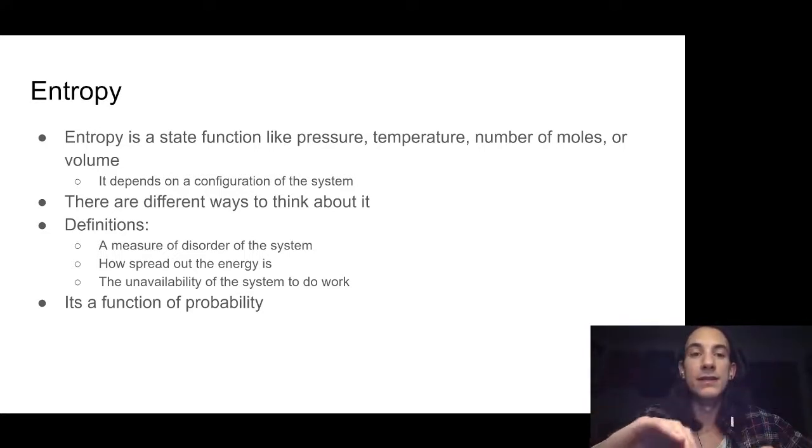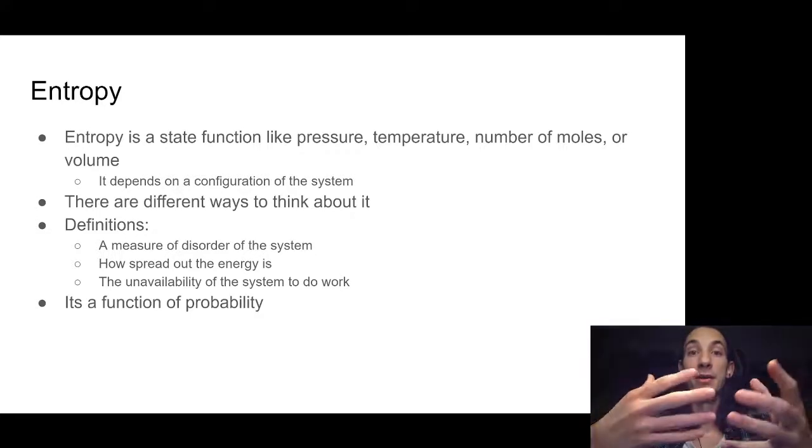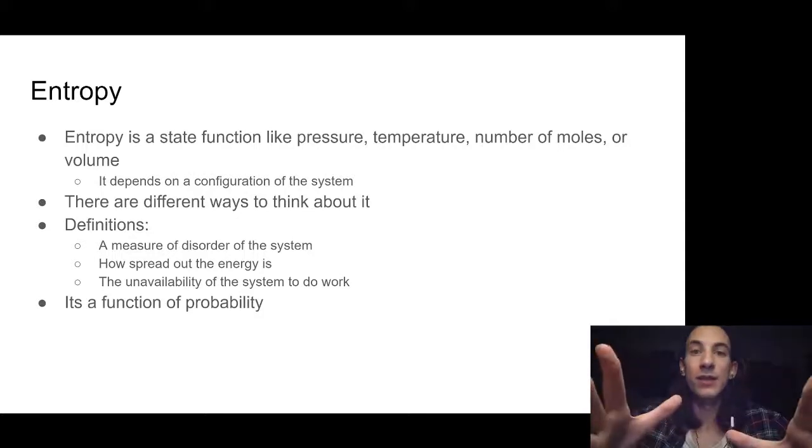There are different definitions. The main one that people usually go with is this idea that entropy is a measure of the disorder of a system. So how ordered is your system, or how disordered is it? That's a very simplified definition. It works and it helps us think about things, but it takes away a lot of the interesting pieces about entropy. So you can start off thinking about it as a measure of disorder of the system.